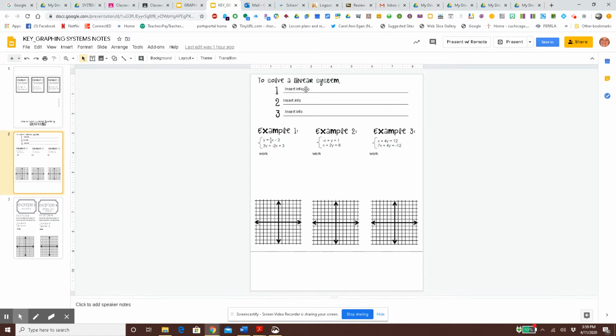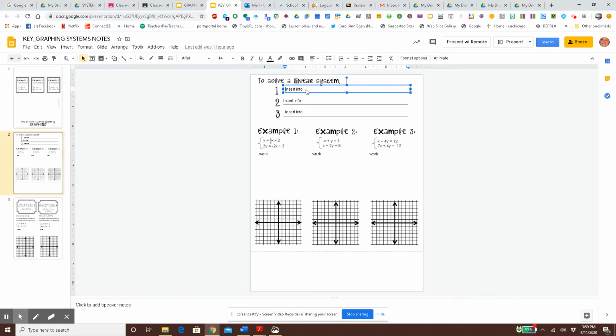So how do we solve a system of linear equations? Step number 1, going back to graphing linear equations, which you guys have been reviewing the last 2 days. First thing we need to do is rewrite each equation in slope intercept form. You don't remember what that is? It's y equals mx plus b.